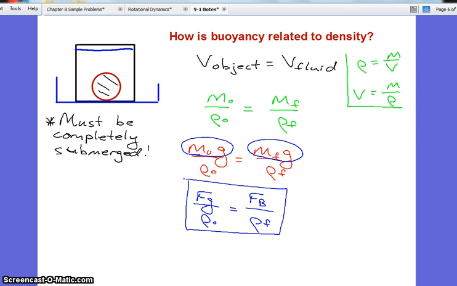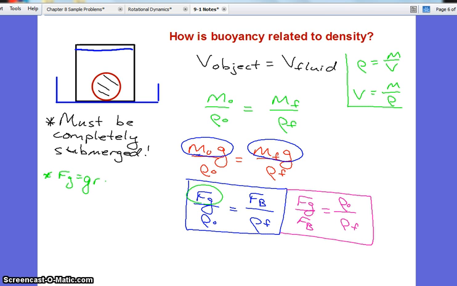Now, the way that it's written on your equation sheet and the way that the book writes this is that the gravitational force over the buoyant force gives us the ratio of the forces is equal to the ratio of the density. So just rearranged a little bit differently. But in this formula, this gravitational force is the gravitational force in the air. And that'll make a bit more sense after going over a problem together.